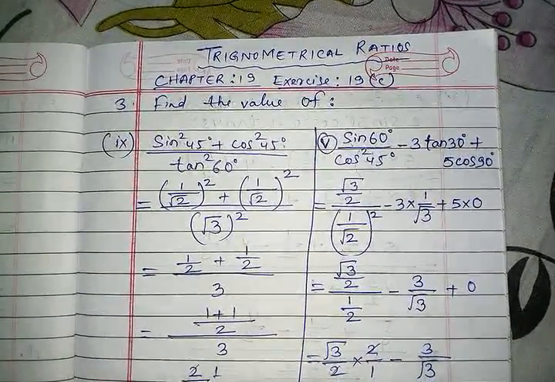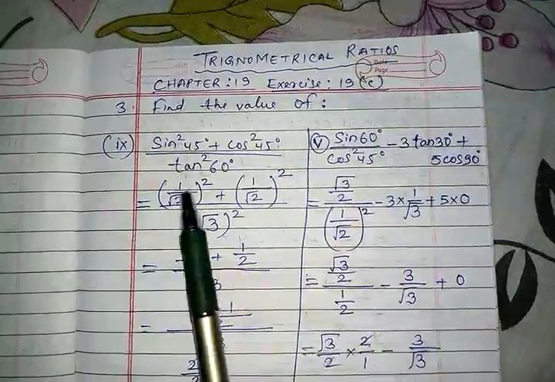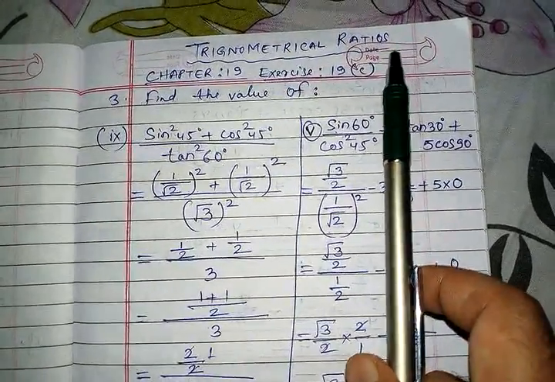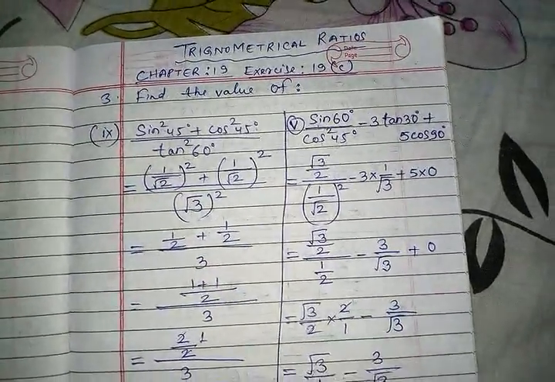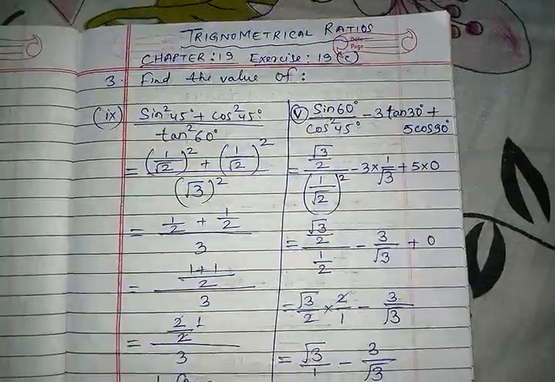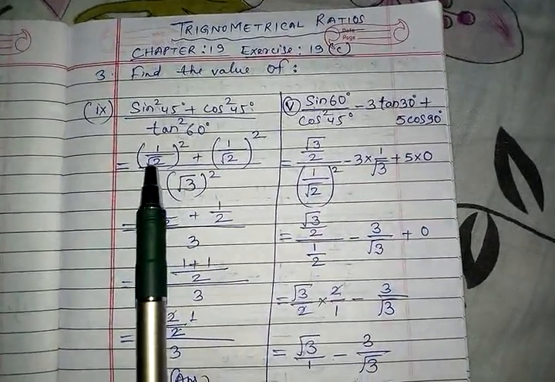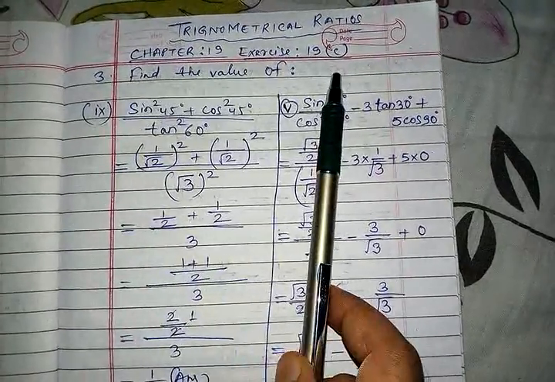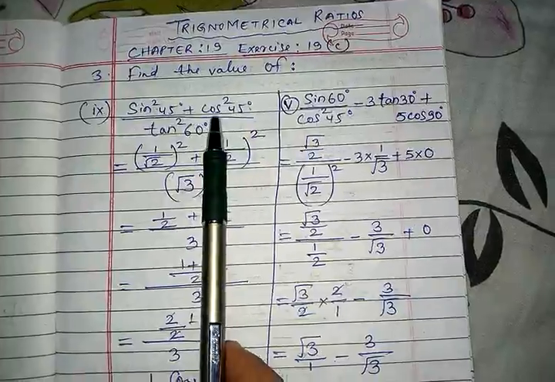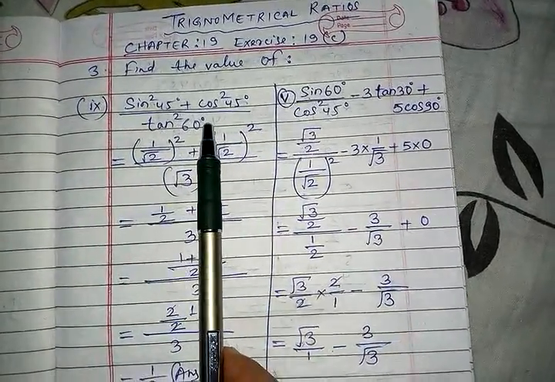Class 9 children, we have just begun exercise 19C, where we put the values of trigonometrical ratios in different degrees. I have already discussed how to learn the table of values of different trigonometrical ratios. So I will discuss some advanced questions today. Find the value of sin square 45 plus cos square 45 divided by tan square 60.